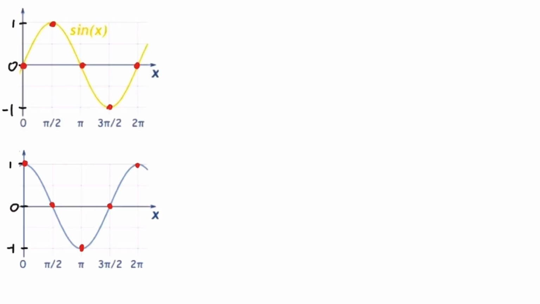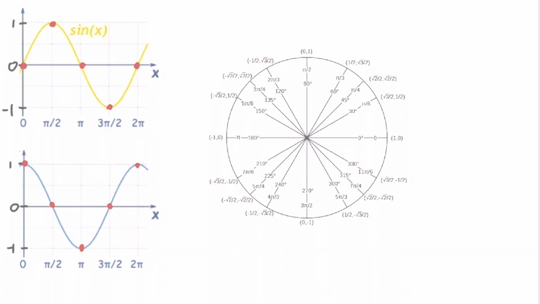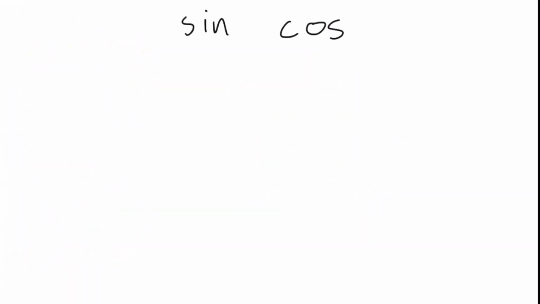Remember how to find the trig functions of angles. For angles that are multiples of pi over 2, imagine the sine and cosine curves or the unit circle. For these angles, pi over 6, pi over 4, and pi over 3, remember this chart.